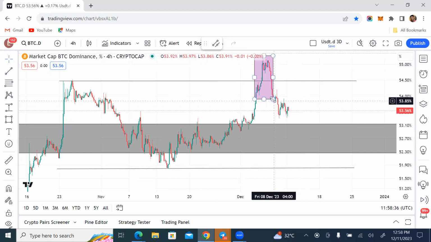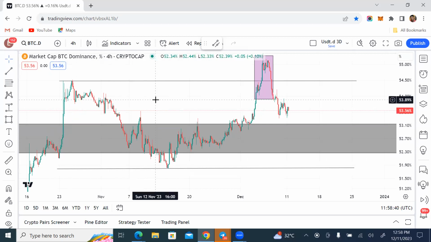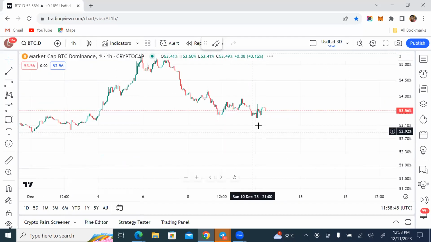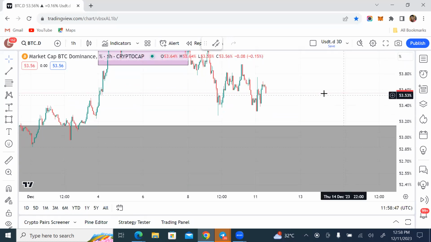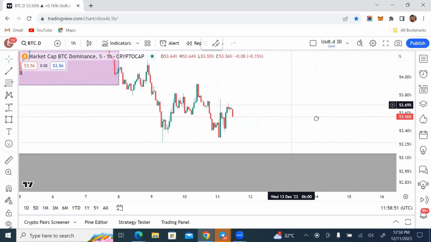Okay, let's move down to the 1-hour time frame now, and see the immediate price action as at now when I'm making this video. Look at this.